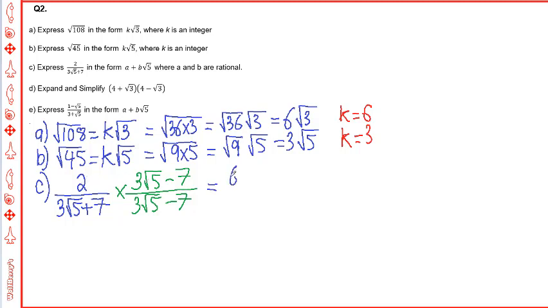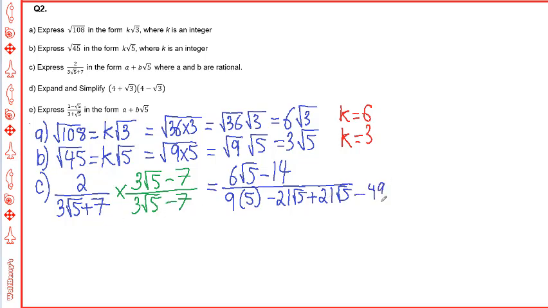That times that is 6 root 5 minus 14, all divided by, multiply like you would normal brackets. So that times that is going to be 9 root 5 times root 5, which is 5, so 9 times 5. Then it's going to be minus 7 times 3 root 5, which is minus 21 root 5. Then 7 times 3 root 5, which is plus 21 root 5. 7 times 7 with the minus is minus 49.